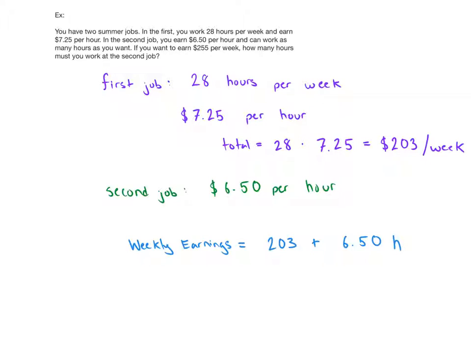So let's just plug that in. 255 equals 203 plus 6.50 times H. So let's solve for H, which is the number of hours that we must work at the second job.